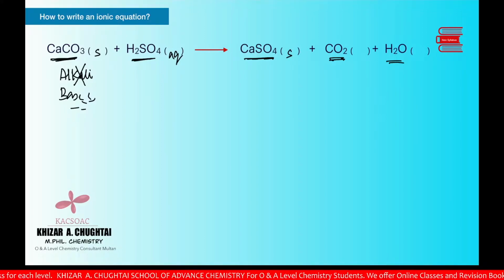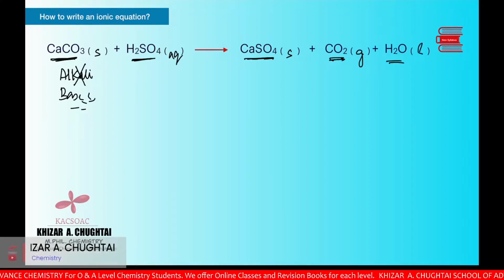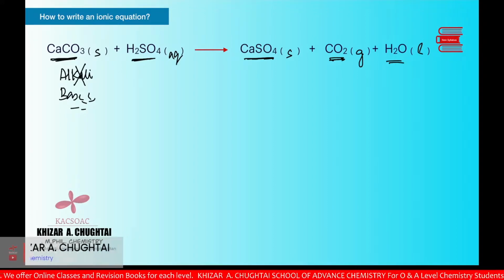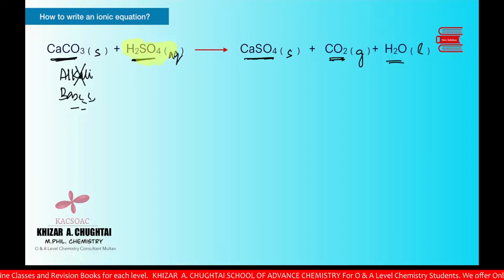This CO2 is less soluble, sparingly soluble under normal conditions in water. Again, I'm putting G, gaseous. It is almost insoluble. And H2O is again insoluble into its molecules, like water molecules. So there is only one species present in the form of aqueous, that is sulfuric acid. No other species present is having the aqueous ions, or is soluble in water. And yes, it is having the ions, H positive ion and sulfate ion.